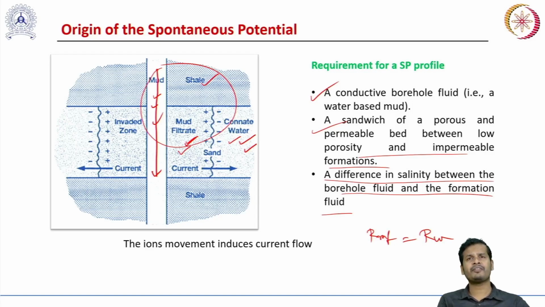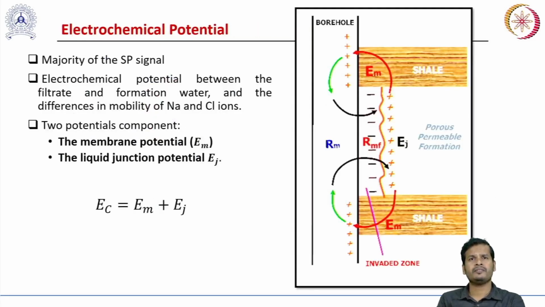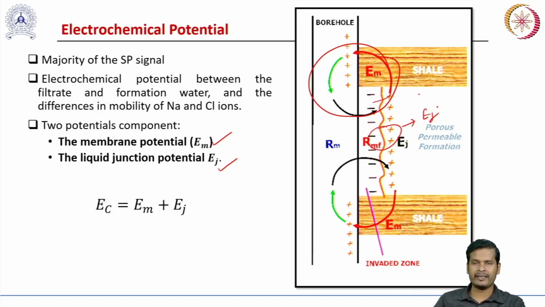So let's start with the first potential. The first potential is our electrochemical potential, and as mentioned, it has two components: membrane potential and junction potential. Here at the boundary of the invaded zone, the junction potential will exist, that is called EJ, and at the boundary of the porous and permeable formation across the shale, our membrane potential will exist, that is our EM. And the total electrochemical potential is nothing but EM plus EJ.